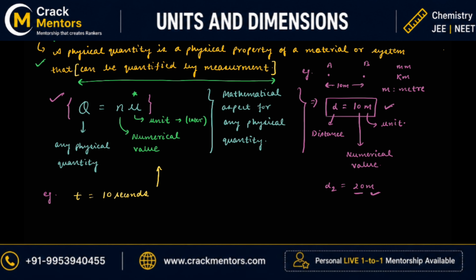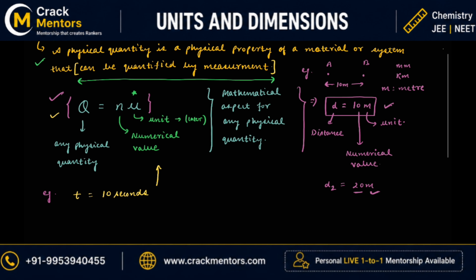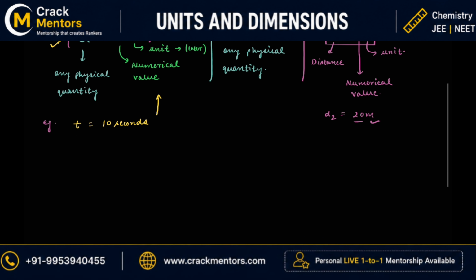So why are distance and time physical quantities? Because they can be quantified by measurement. A process takes 10 seconds and another process takes 20 seconds to complete, so time can be quantified by measurement. Time is a physical quantity, and because it is a physical quantity, it should also follow this format. So we can write q equals n u for time as well.